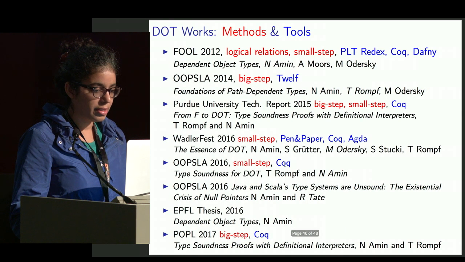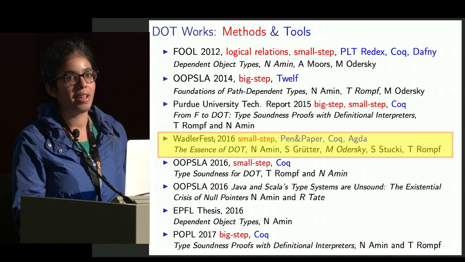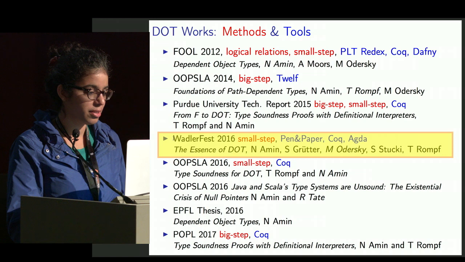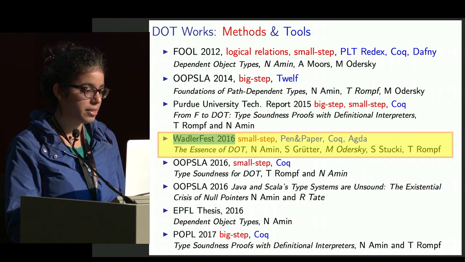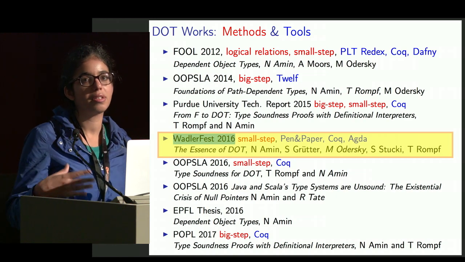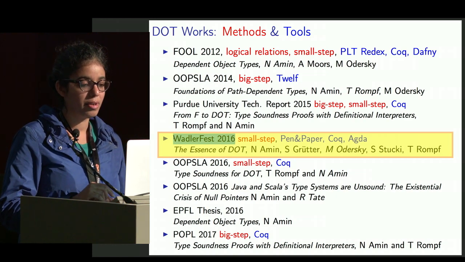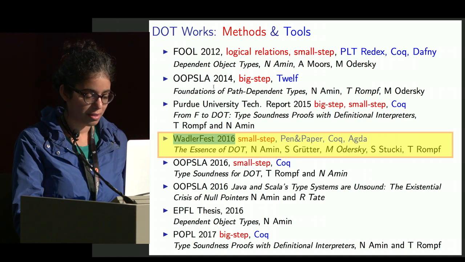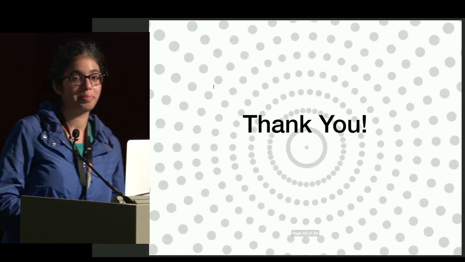If you're interested in diving a little more into the theoretical side, I would suggest this paper, The Essence of Dependent Object Types, that was published last year at Wadlerfest. It's a fairly accessible paper. So this is what I would consider next. Thank you.